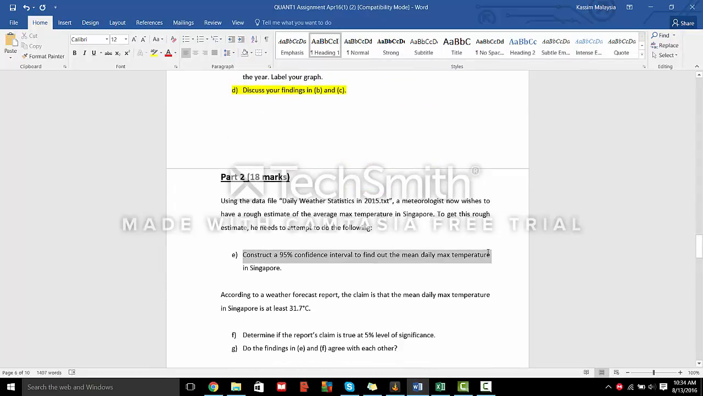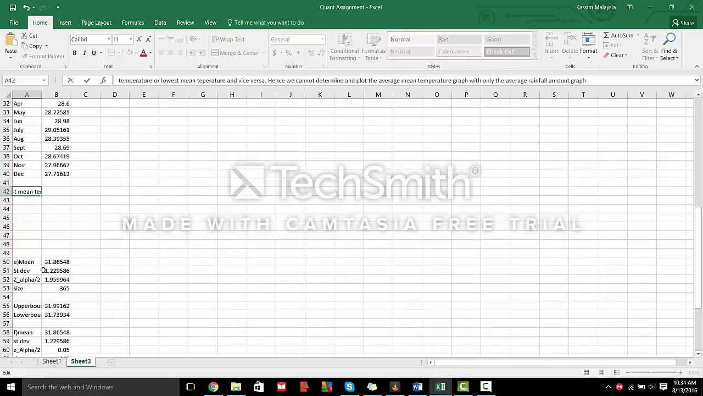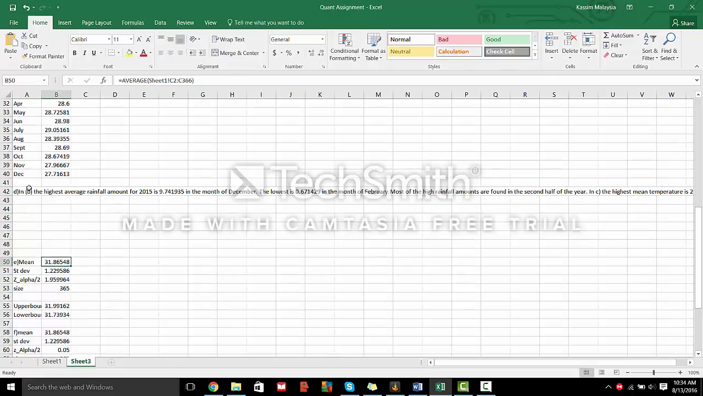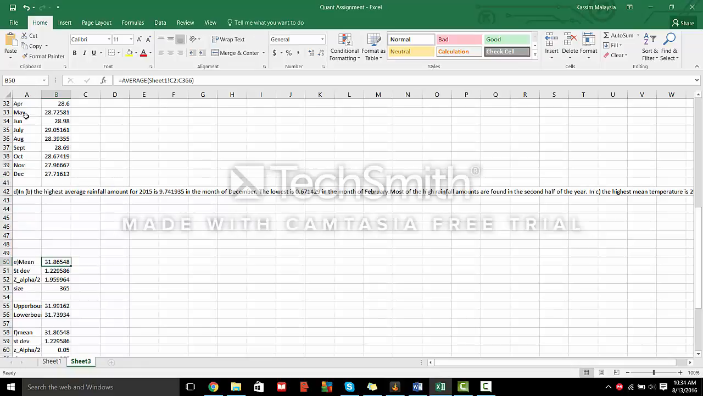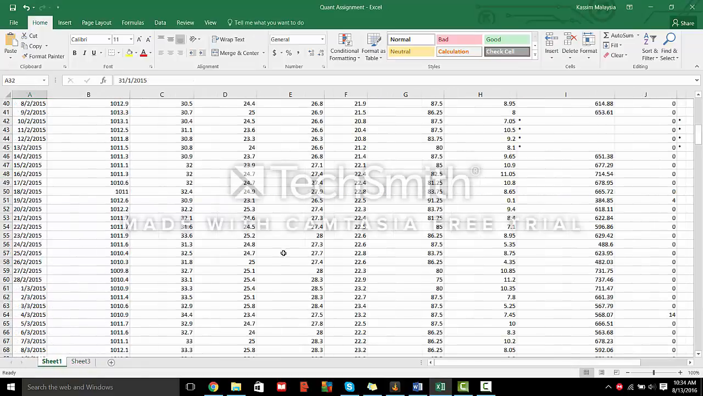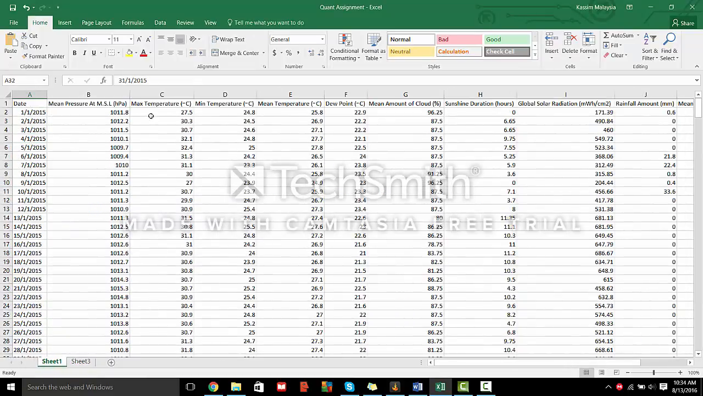Confidence at 95% in intervals level. Confidence interval to find out the mean daily max temperature in Singapore. Okay, so how do I find mean? So they asked to find the mean daily max. So you go to the mean daily max, which is here.